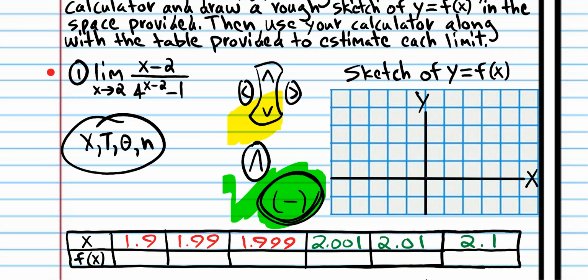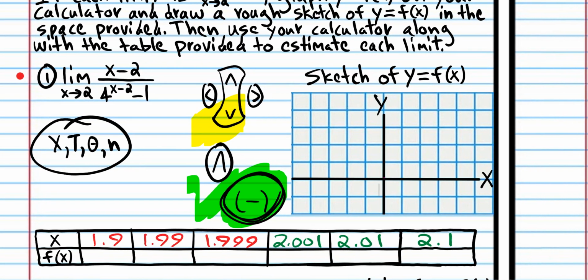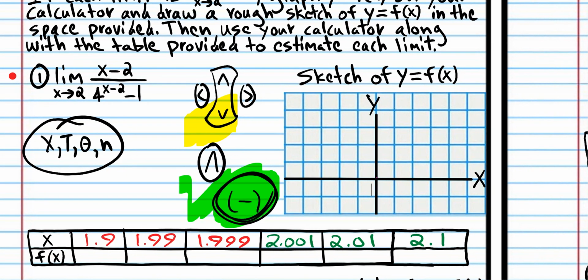Okay, so now we're ready to graph. So we're going to push the graph button at the upper right, the highest button at the upper right. Push that graph button. And you should get something that looks like this. Now your graph doesn't have to be perfect. It doesn't have to be exact. But it should look something like that.